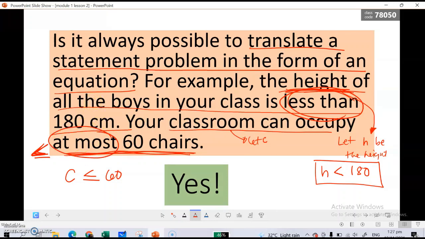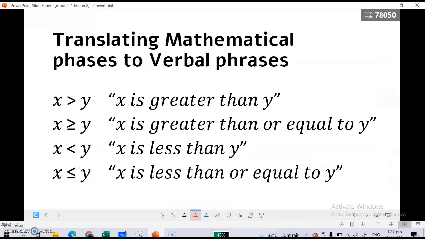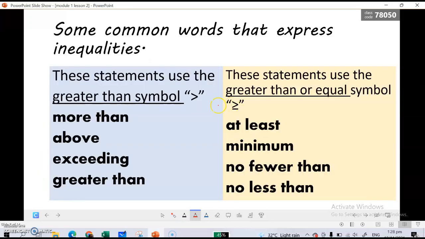Okay, anyway, may table naman dyan sa module nyo na nililista yung mga words na ginagamit natin for the different inequalities para kung nako-confuse kayo, pwede yung tingnan yung table. Okay, we have here translating mathematical phrases to verbal phrases. So, ito yung mga basic natin. Pag nakita nyo to, automatic ang basa niyan, x is greater than y. Ayan o, greater than. Ito, x is greater than or equal to y. X is less than y. X is less than or equal to y. Okay, ganyan lang siya.